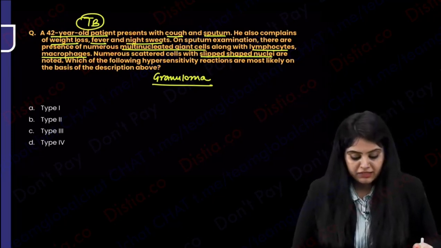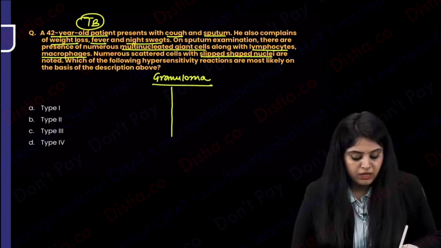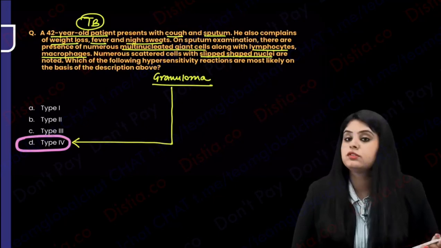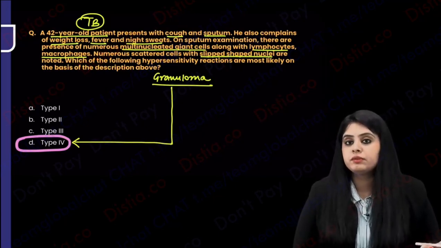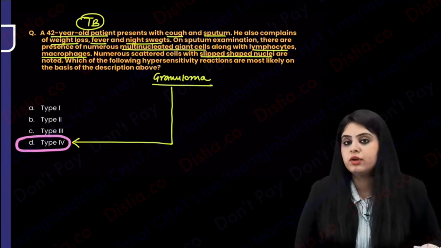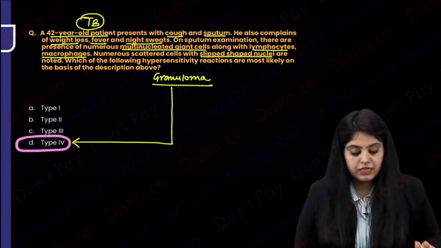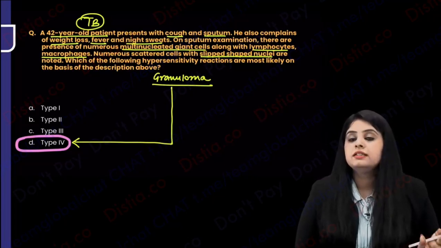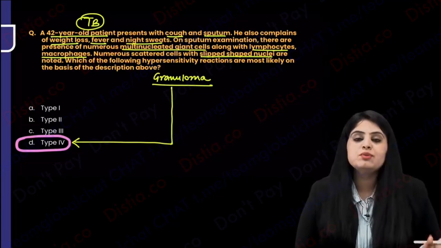So what do I have to do next? I have to find out which hypersensitivity granuloma comes under. Granuloma comes under type 4 hypersensitivity. So the answer to this question becomes type 4. I hope it's okay. No confusion. Sorted. Because with that, you have wrapped up your hypersensitivity mnemonics. Your hypersensitivity is sorted. Now you are going to move on and do the next topic, and that is going to be tolerance and autoimmune disorders.